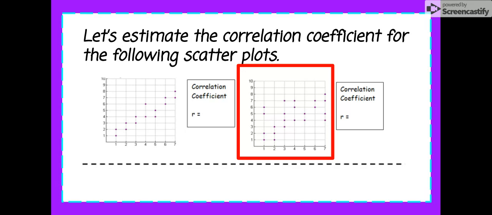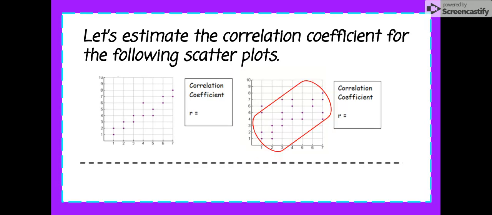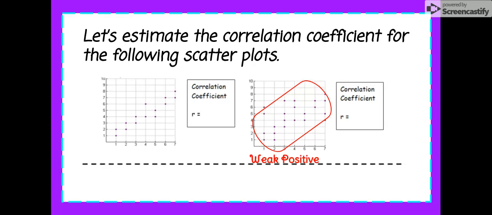Let's look at the next one. Circle up the dots and we notice they're more spread out. So we would describe this as a weak positive scatter plot. So we'll go up to the top of the page, look at the scale we would use, any number between 0.20 to 0.69. And I would give this scatter plot a 0.55. Any number between those two numbers is fine. You could have named it 0.60 or 0.35. It doesn't matter as long as it's within that scale.